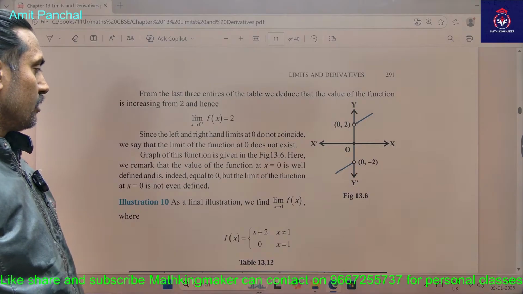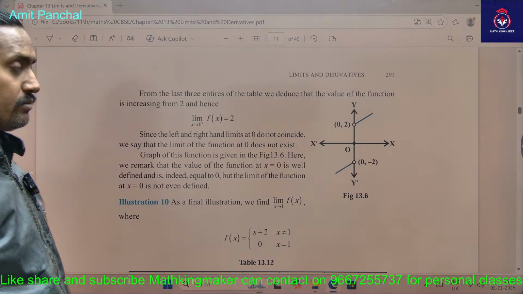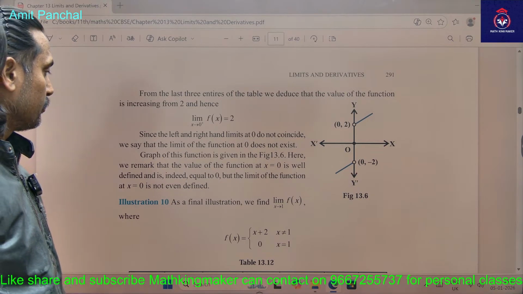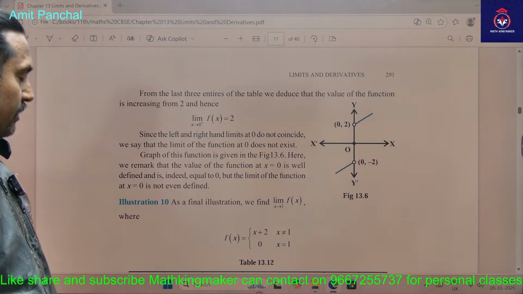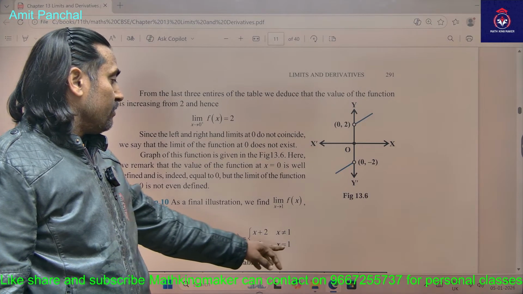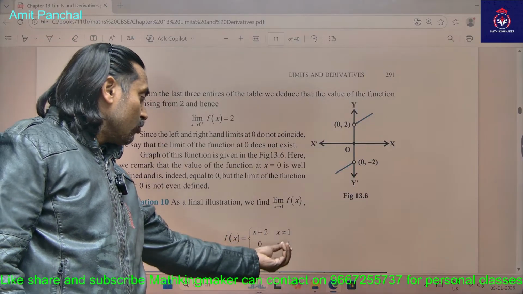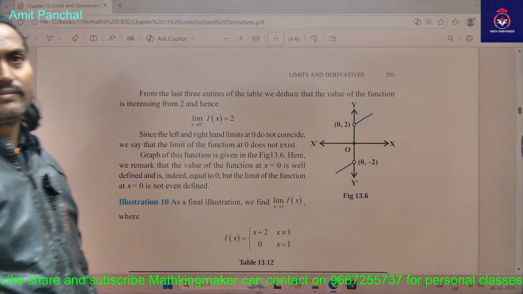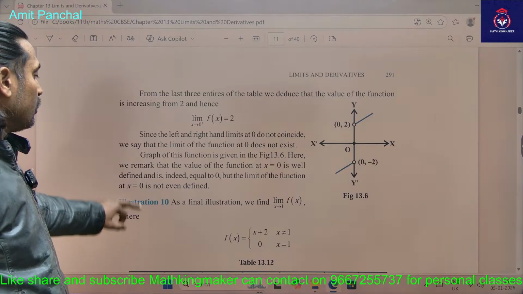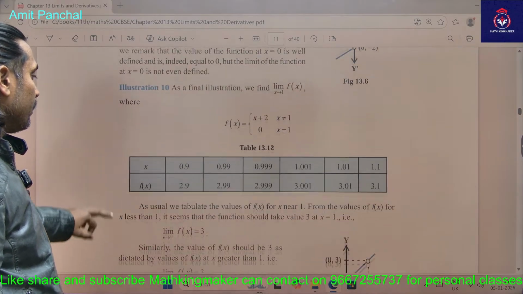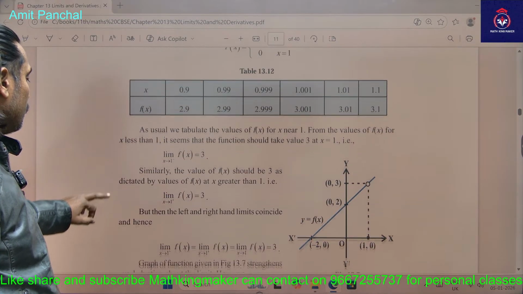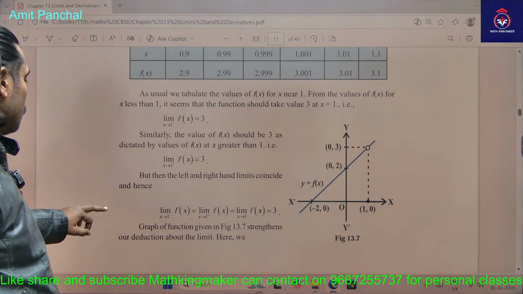And in the end, you'll get limit x tends to 1 of f(x) equals 3, okay, right. But if the function value at x equal to 1 is 0, that is different. Okay. Yes, sir. So in this case also the limit is not defined. Got my point? Oh, okay, sir. Yes, sir.